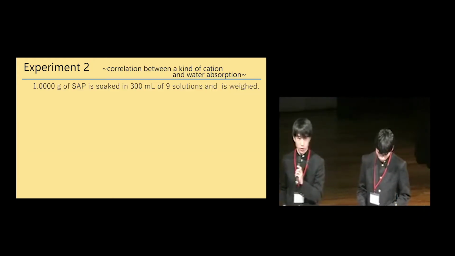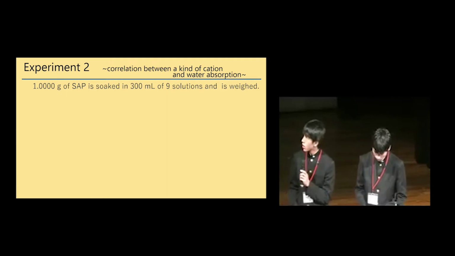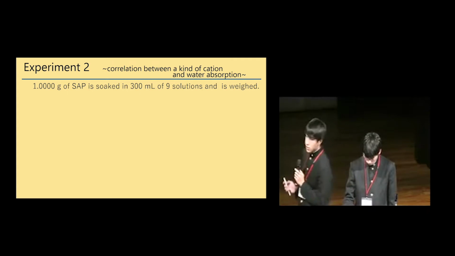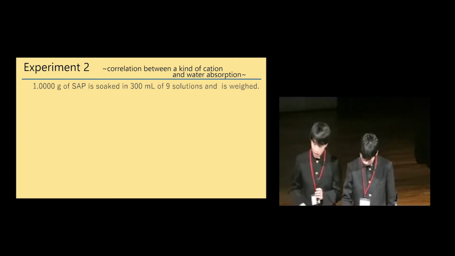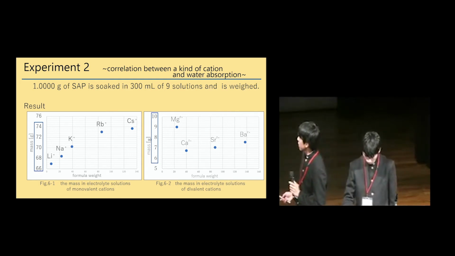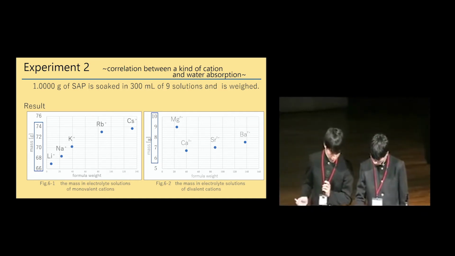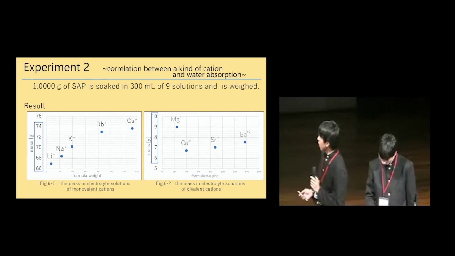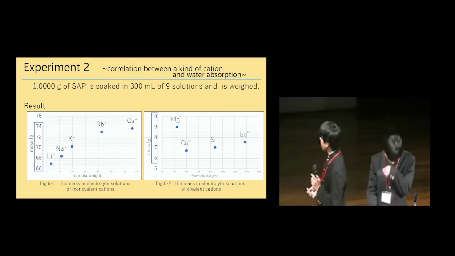Here is experiment 2. Like experiment 1, we soak 1 gram of SAP in 9 solutions, and next day we weigh them. These are the results. This figure shows the mass. Figure 6.1 is electrolyte solution of monovalent cations, and figure 6.2 is in those of divalent cations. First, we can see that there is a big difference in mass between monovalent cations and divalent cations.